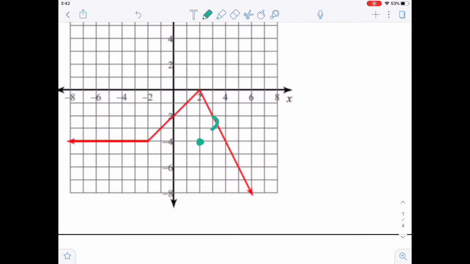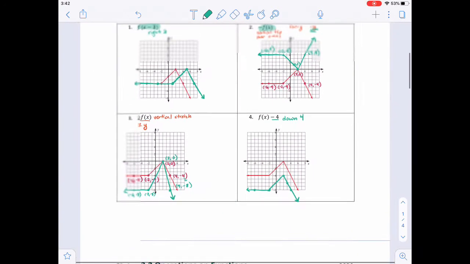This point. 1, 2, 3, 4. It's going to be here. We can do this for all of our points on our graph. 1, 2, 3, 4. That one's going to be down there. We'll count this guy down. 1, 2, 3, 4. It's going to be there. 1, 2, 3, 4. Right, and once we have enough points, we can just connect our graph. And so this would be our graph down 4.